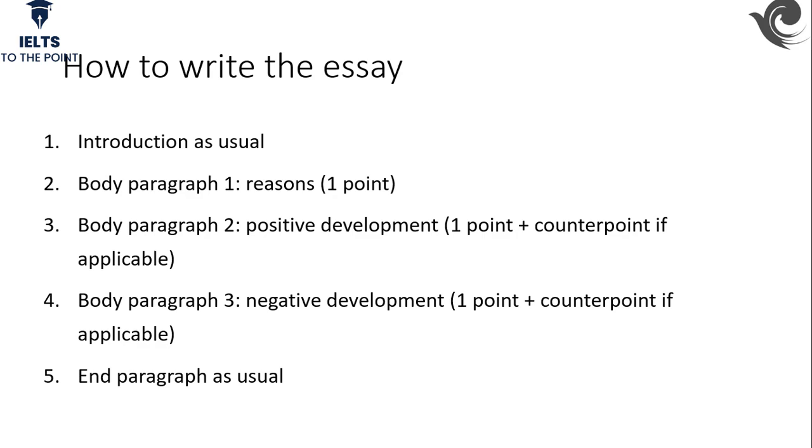Alright, then you may write body paragraph 1. In body paragraph 1, you will write just 1 point about the reason. Alright, don't worry, even if you don't write the second reason, you need not worry about that. You are asked just reasons and you have written that, so no need to write any further. In body paragraph 2, you may write about positive development and 1 point plus counterpoint if applicable. That means if you have got a counterpoint for positive development, write it over there, or if you have got a counterpoint for negative development, write it over there, and then you write the end paragraph as usual.